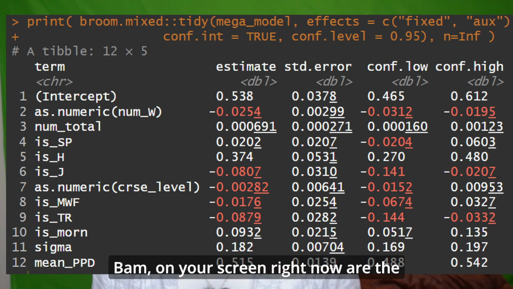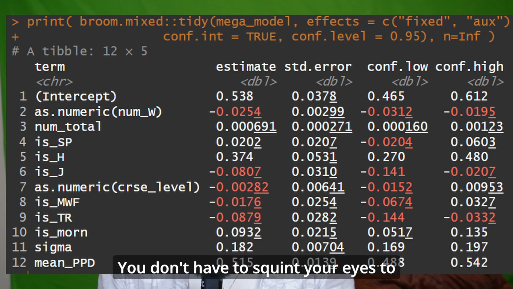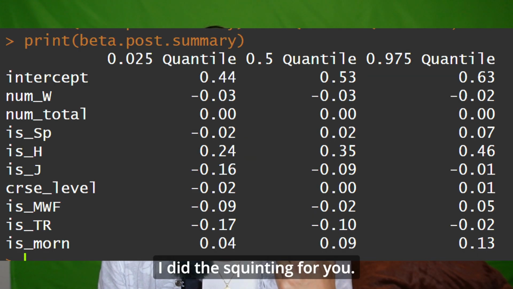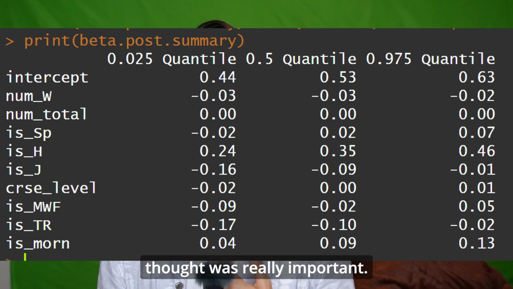Bam, on your screen right now are the summaries of the posterior models. Don't worry, you don't have to squint your eyes to read them right now. I did the squinting for you. Here we go. Let's talk about every single one of the variables that I thought was really important.